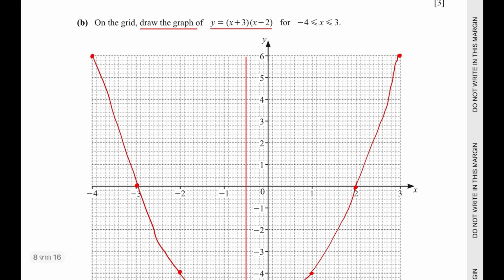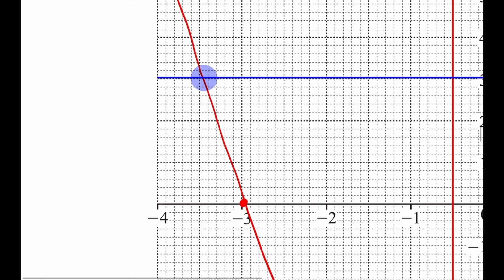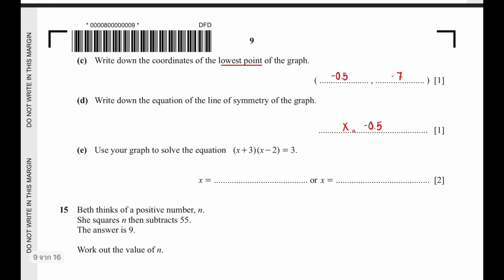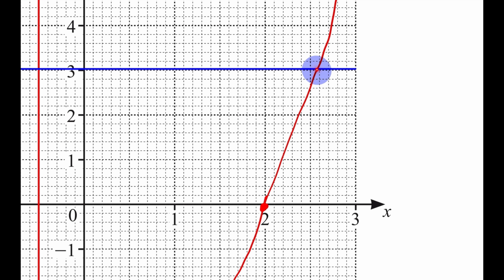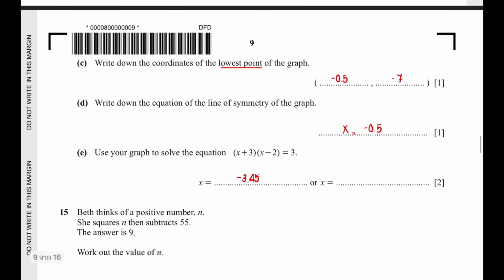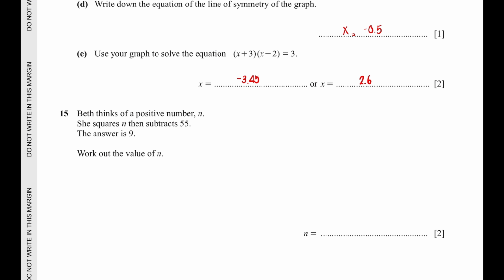Use your graph to solve the equation x plus 3 times x minus 2 equal to 3. So y equal to 3. We have this line. So it will intersect at 2 points, this point and this point, and the value of x is around negative 3.45, and this point is around 2.5, around 2.6.